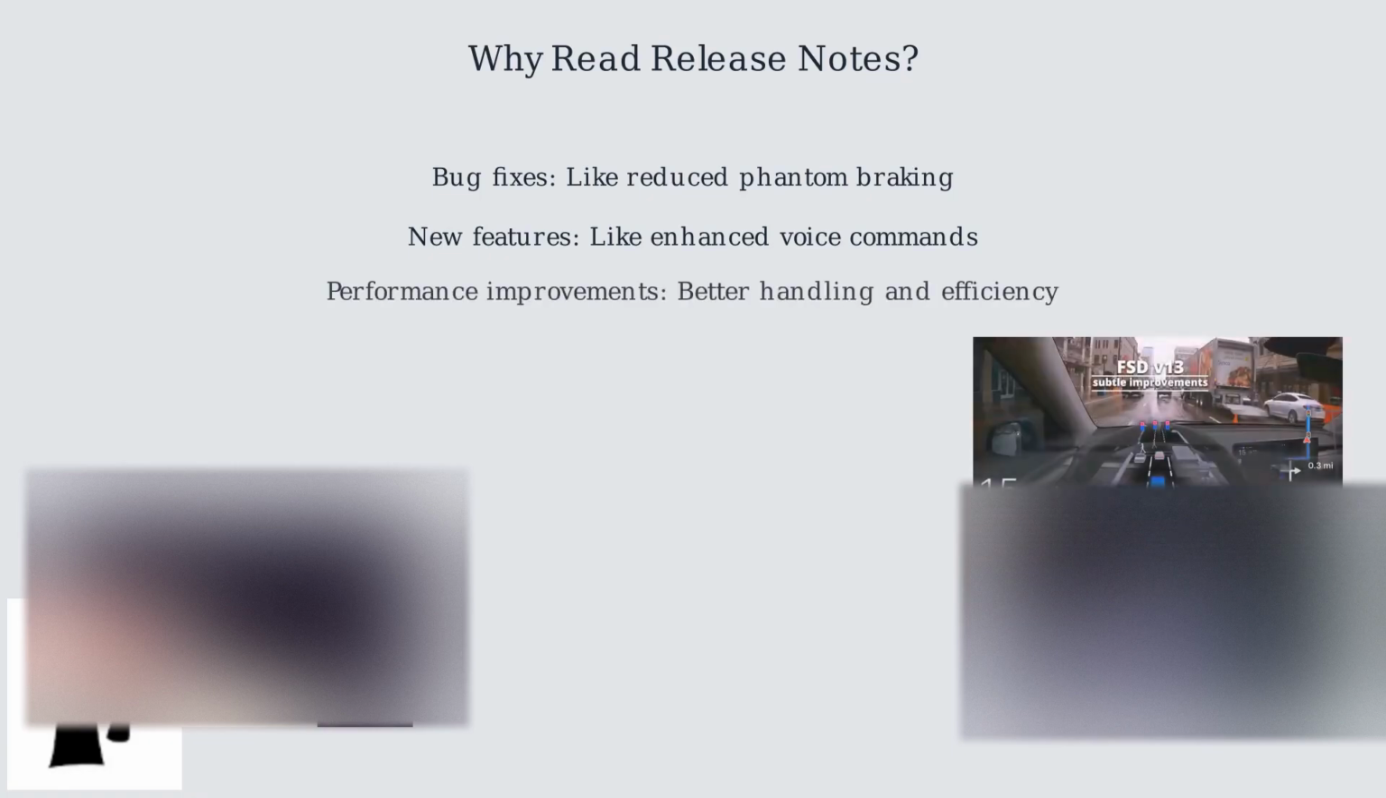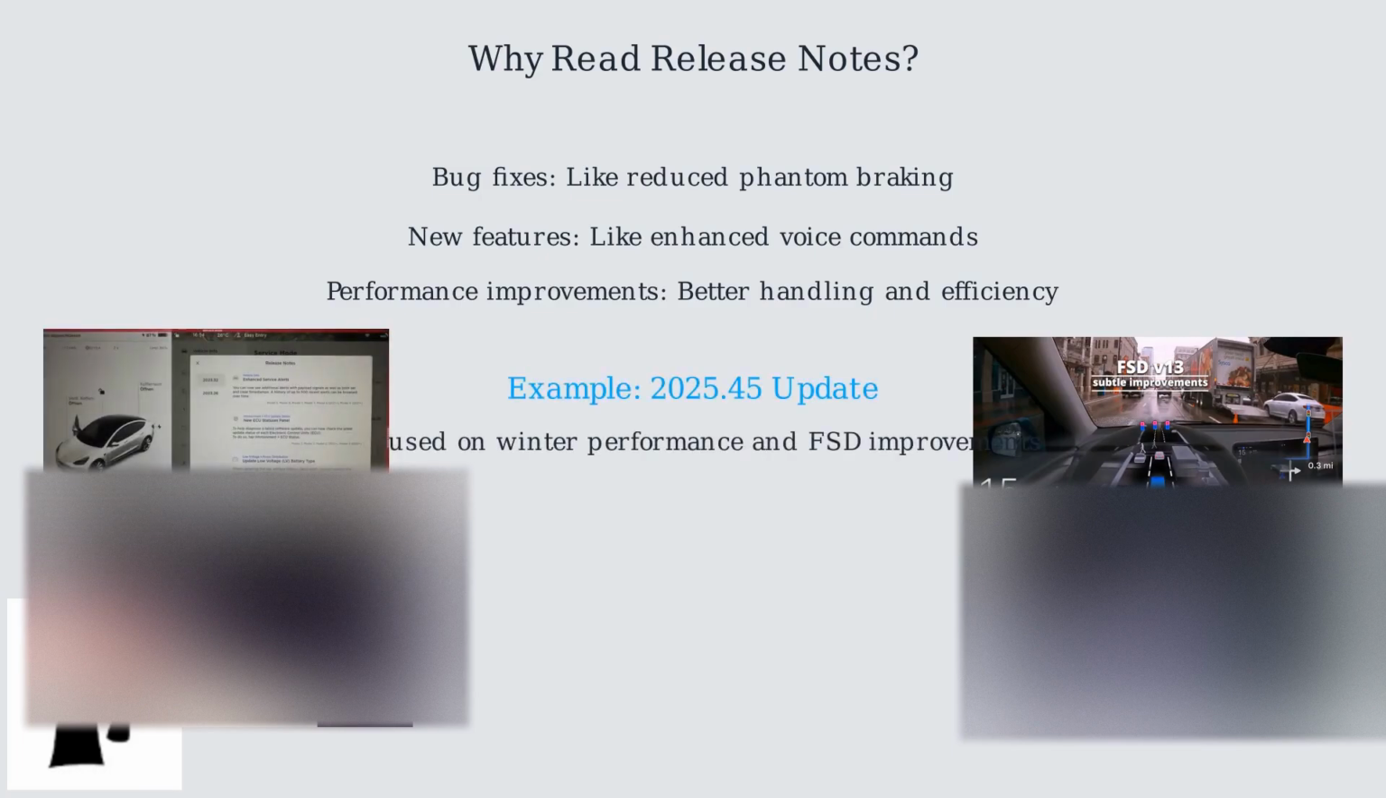Release notes highlight bug fixes, such as reduced phantom braking, which improves driving safety by minimizing unexpected stops. They also detail new features, like enhanced voice commands, making your Tesla more intuitive and responsive. Plus, they cover performance improvements, such as better handling in various conditions. For example, the recent 2025.45 update focused on winter performance enhancements and full self-driving improvements. Reading release notes helps you take full advantage of your Tesla by staying informed about these updates.